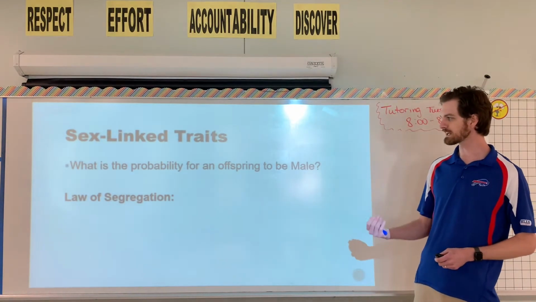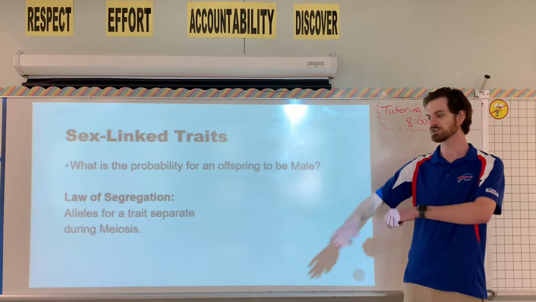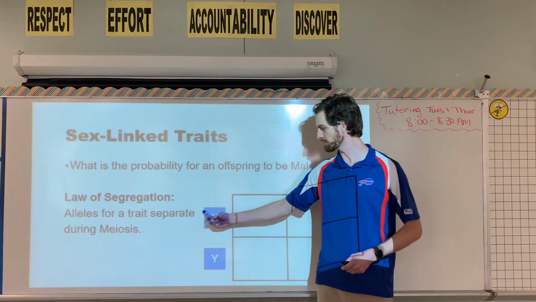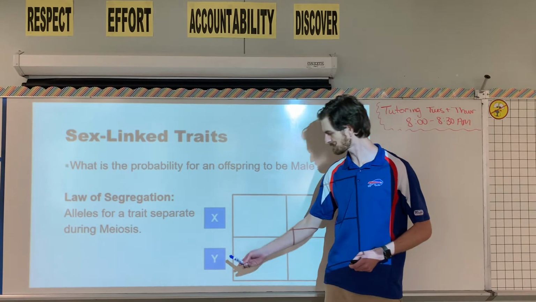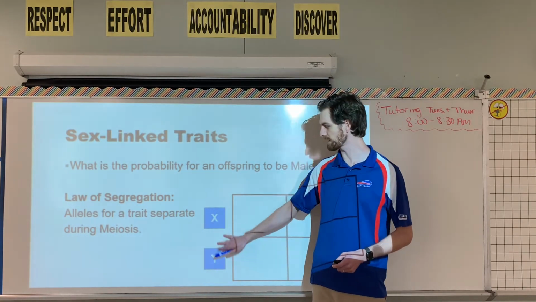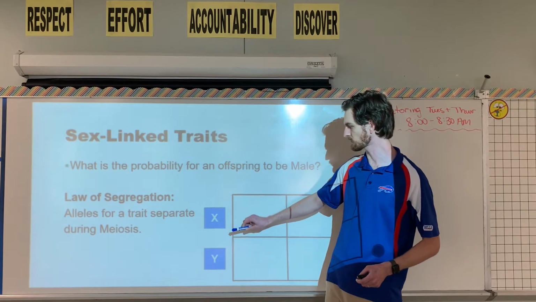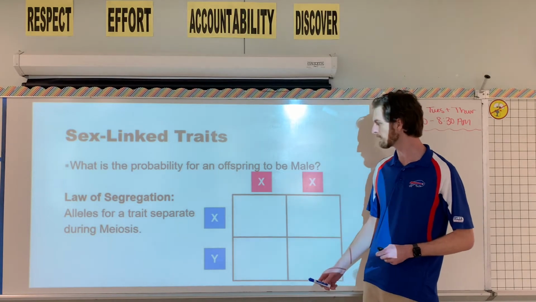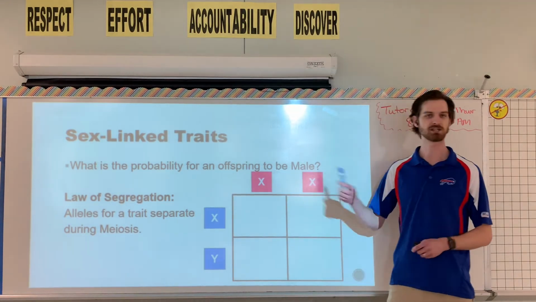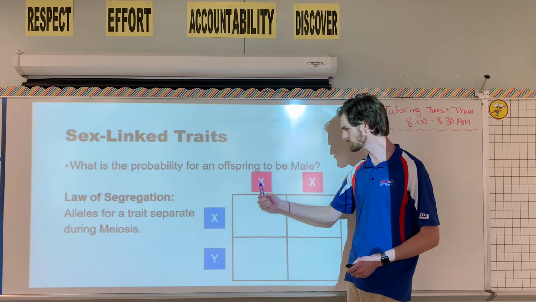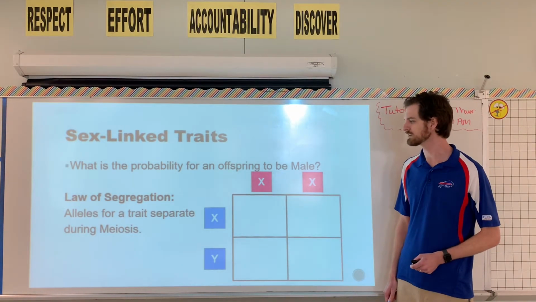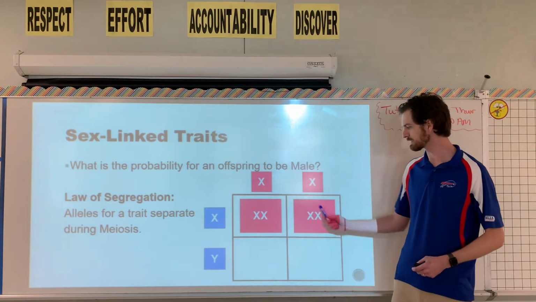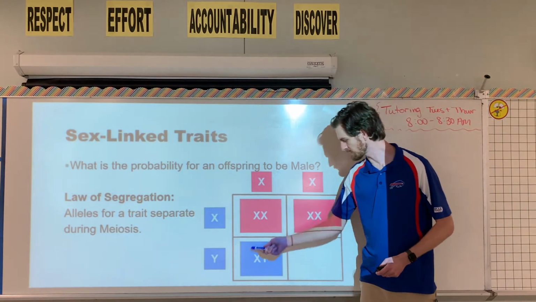Keeping that in mind, we have the law of segregation, where alleles separate during meiosis. When the male is making sperm cells, the father has a chance of giving an X chromosome or a Y to his offspring, because his genotype for his sex chromosomes is XY, and those split up. So he has a probability of passing on an X or a Y. The mother can only pass on an X because that's what she has, so she can pass on either X allele. When these come together, we would have a female offspring here, a female here, a male here, and a male here.